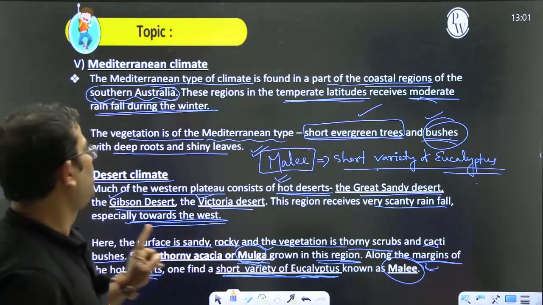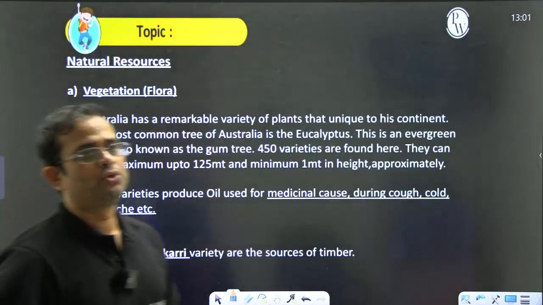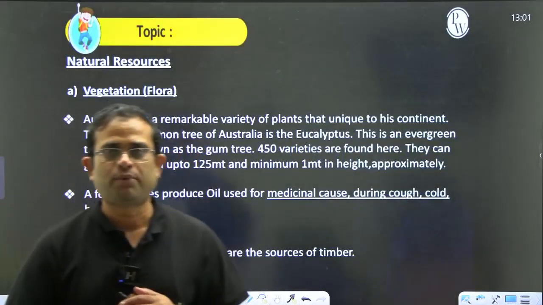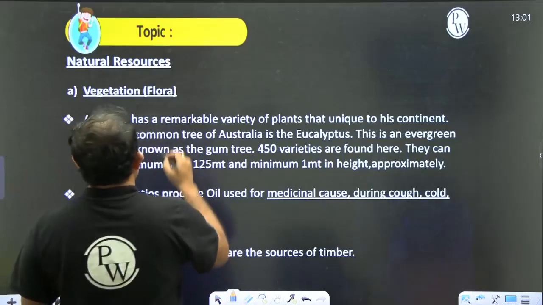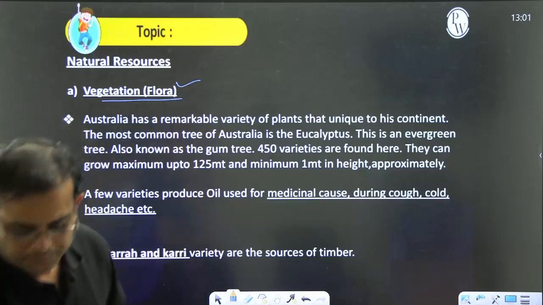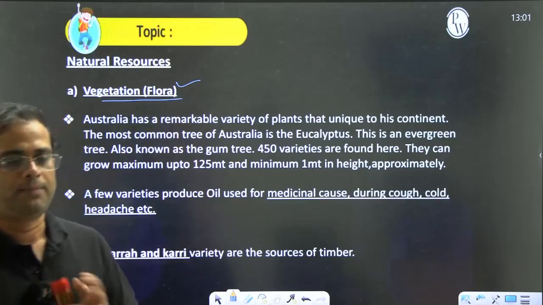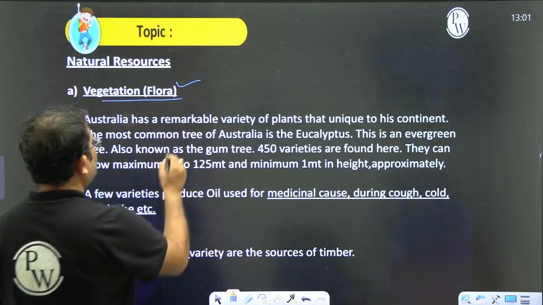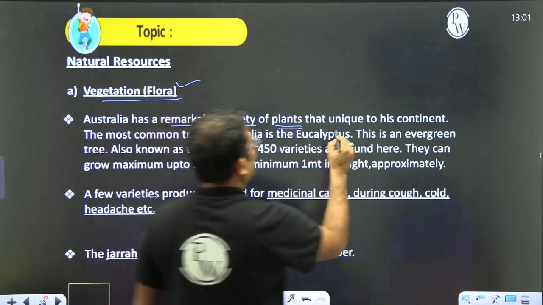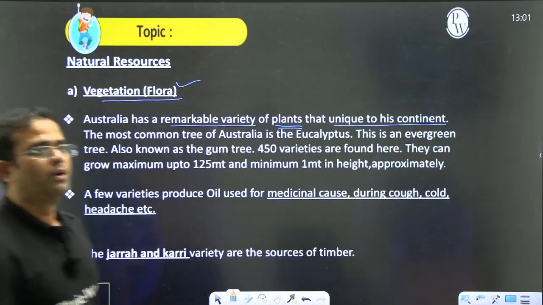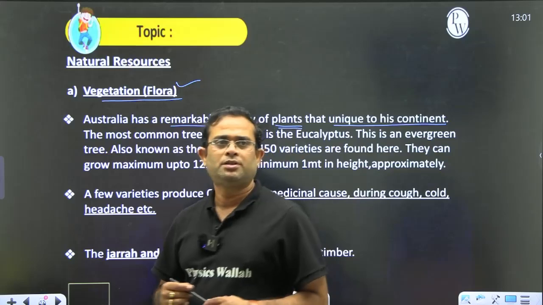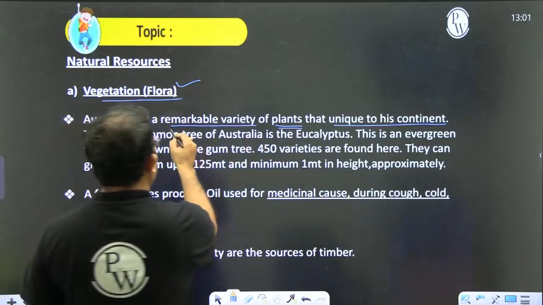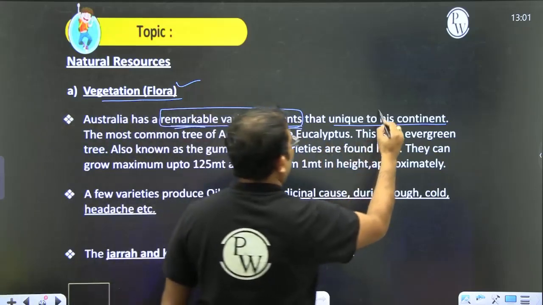Now we will see the natural resources of Australia. This is very interesting to know. What are the natural resources of Australia? First we come to vegetation or flora. Australia has a remarkable variety of plants that are unique to this continent.